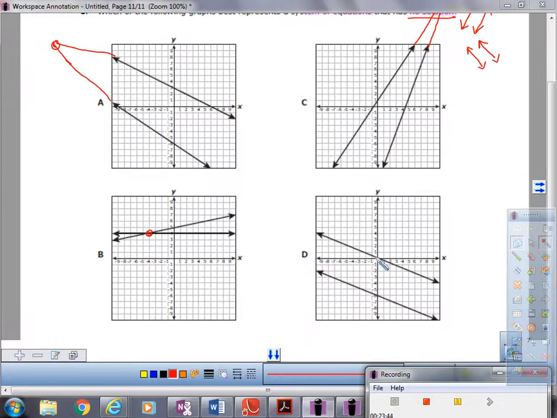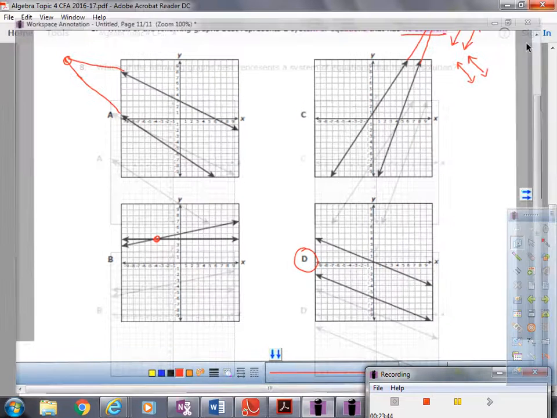And if you weren't sure, you could always check the slopes, because they would have the same slopes. So like you could do the rise and the run, and the rise and the run to make sure that they do. But it's very obvious. Those look like they're going to intersect. This right here would be the correct answer, which is D.